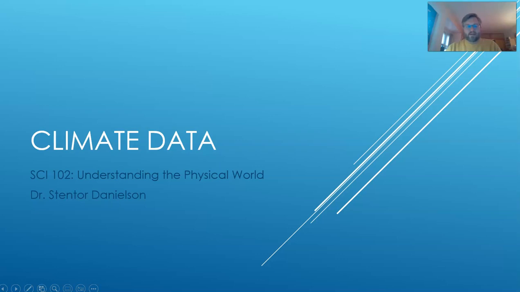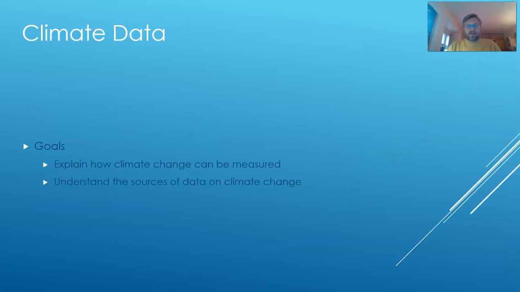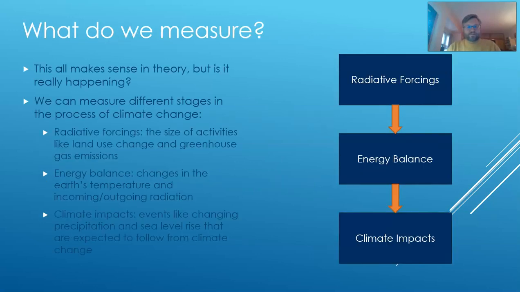All right, so continuing our exploration of climate change, this week we're going to look at climate data. What kind of data do we have about climate change and its effects on our world? So what we're going to be doing in this lecture is first to be able to explain how climate change can be measured. How can we put actual numbers to these processes that we've been talking about? And to understand the sources of this data. Where do we get these numbers from that show us things about how climate change is progressing in our world?